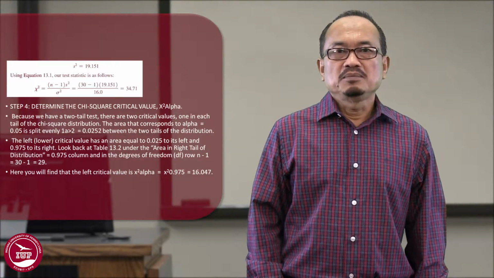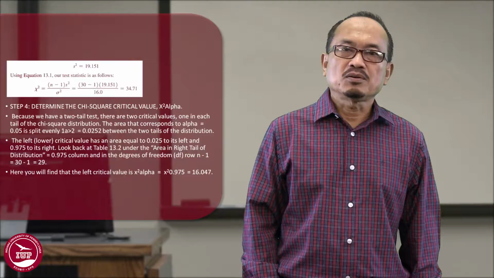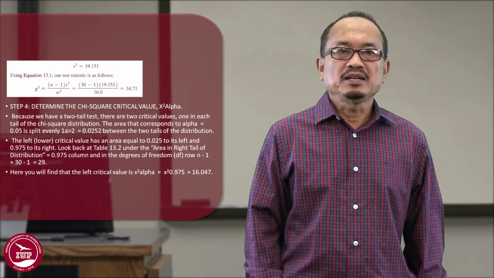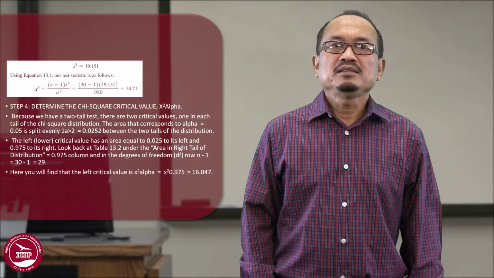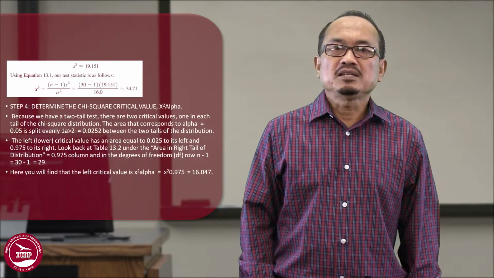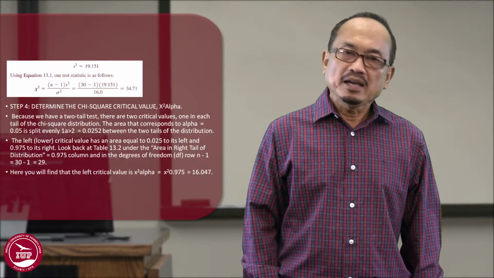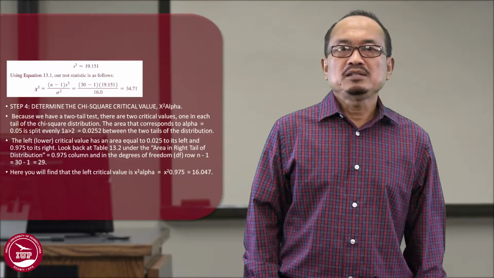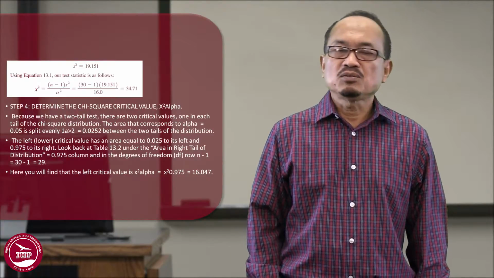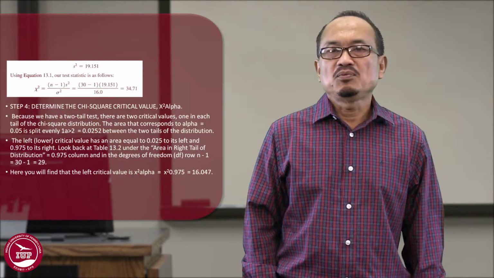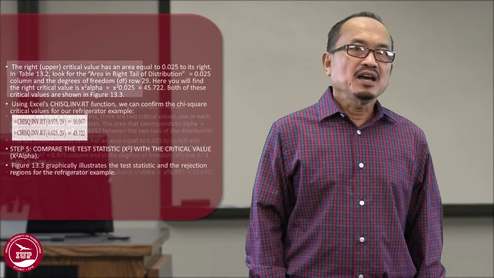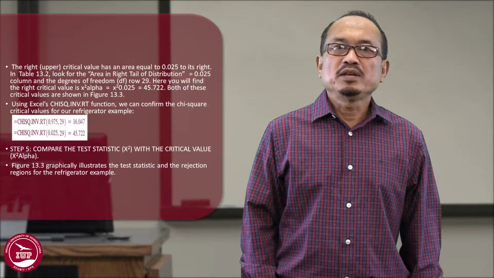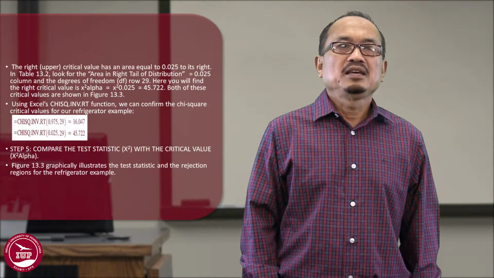Look back at table 13.2 under the area in the right tail of distribution equal to 0.975 column and the degrees of freedom, or n minus 1, equal to 30 minus 1 equal to 29. Here we will find that the left critical value is X squared 0.975 equal to 16.047.